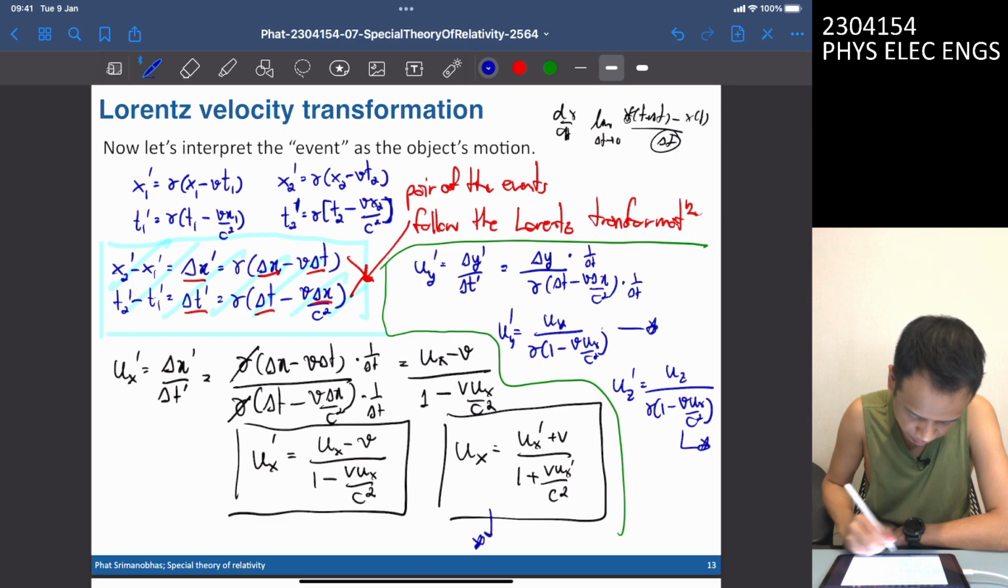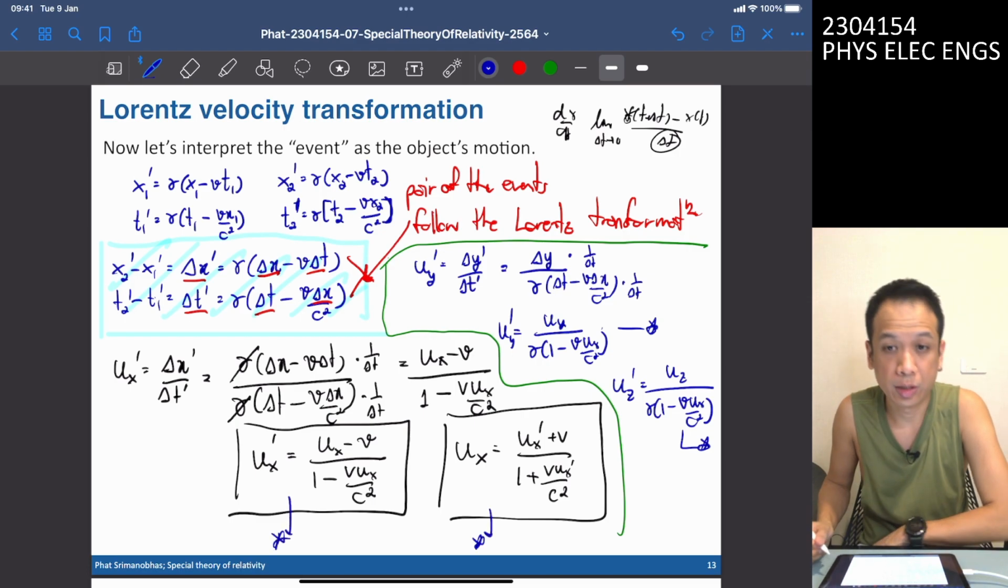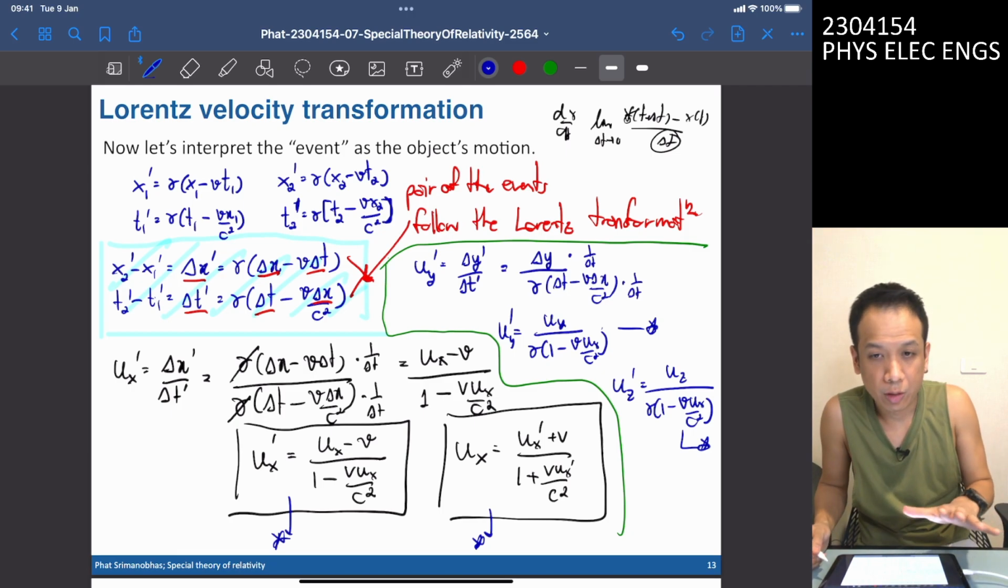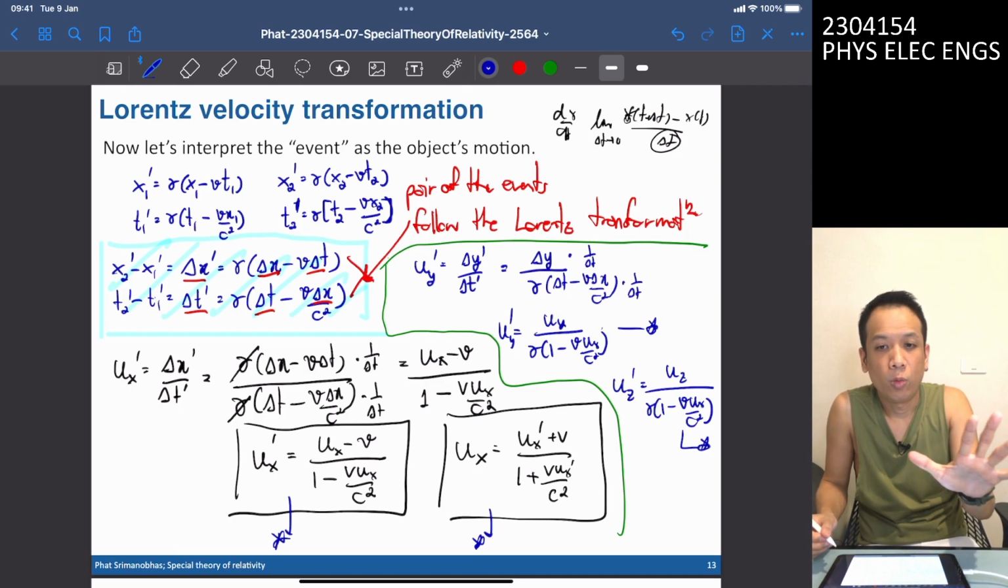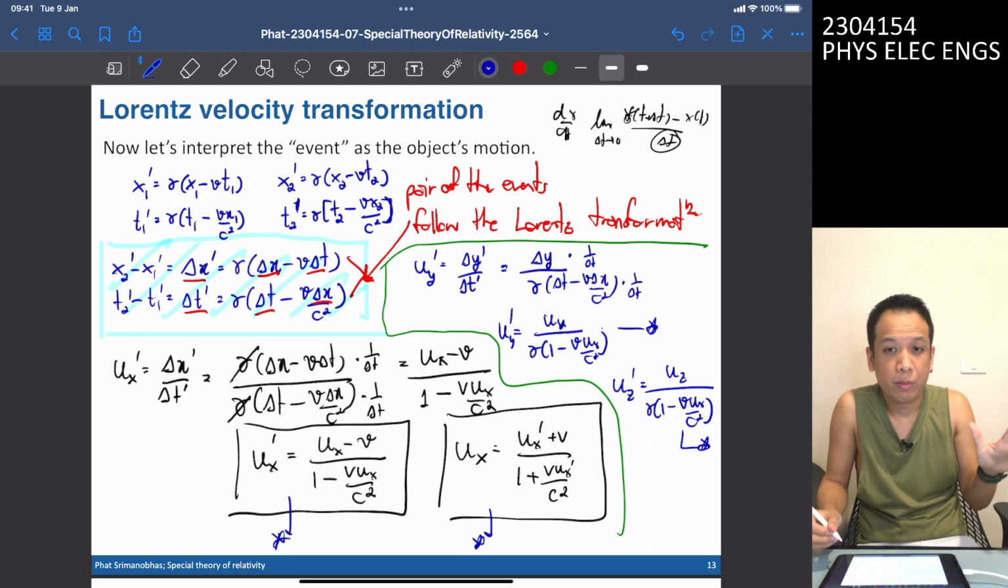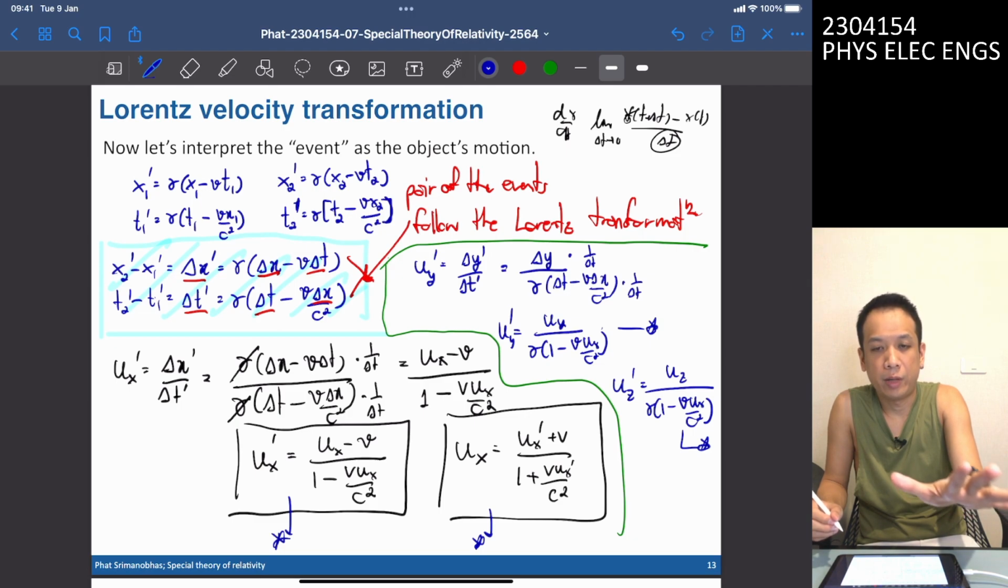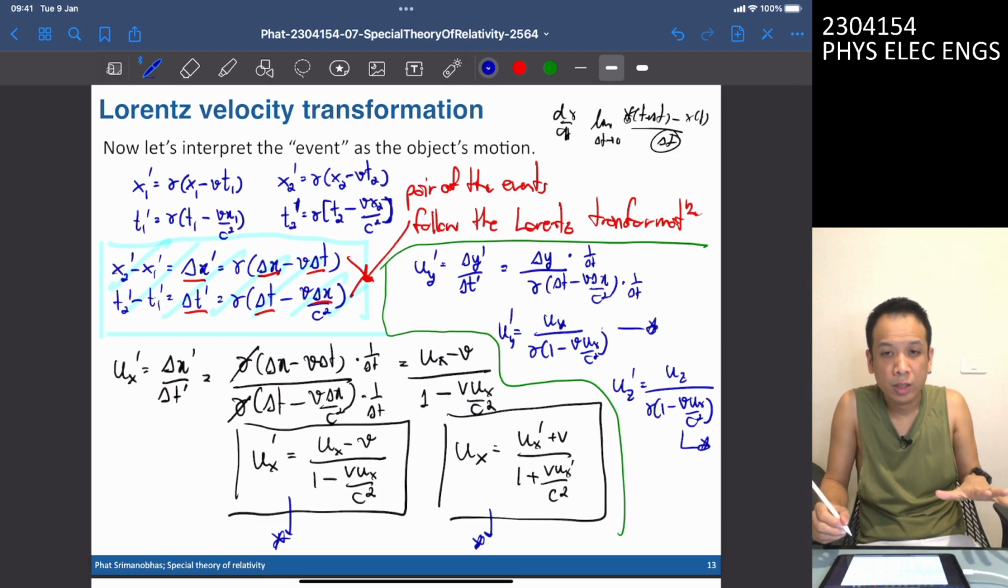So these are the velocity transformations. You would like to measure the velocity in one frame with the information from another frame. If you would like to know the velocity seen from the S prime frame, and you know ux from the S frame, you can calculate that, and do it vice versa.